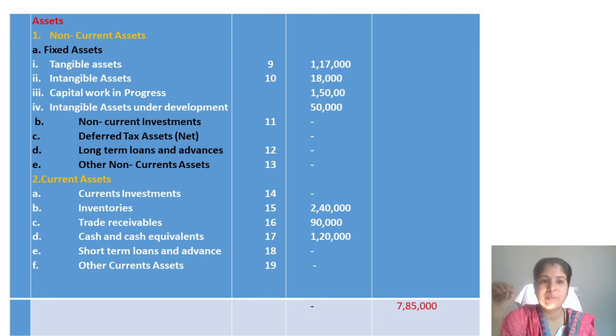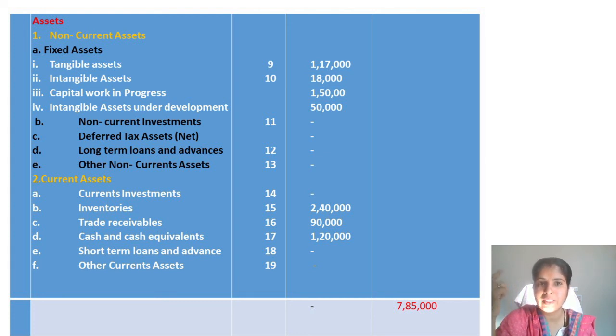Current assets, as per current assets, classifications are there. Like current investment, note number 14, nil. Inventories, note number 15, 2,40,000 is given, which is related to stock. Trade receivables, note number 16. In this bills receivable and debtors we have added, as it is 90,000. Cash and cash equivalent, note number 17, 1,20,000. Short term loans and advances as per note number 18, no value is there. Other current assets, note number 19, we don't have any values.